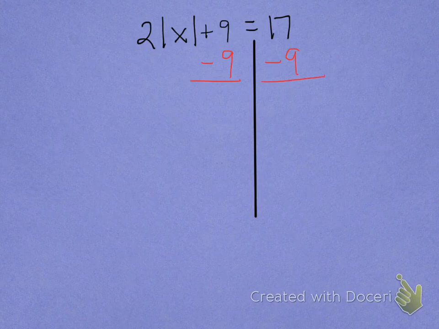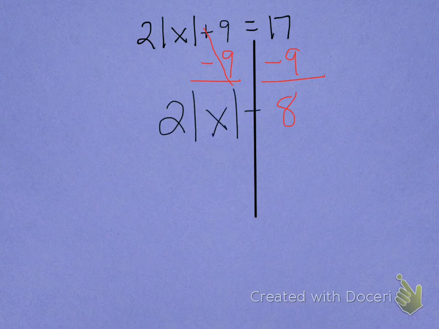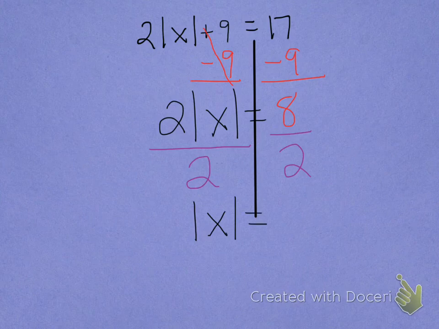If you remember your order of operations, when we're solving an equation, we work in the reverse order. So we're going to eliminate any adding or subtracting first before the multiplying and dividing. When we subtract 9, 17 minus 9 leaves me with 8. So now I have 2 times the absolute value of x is equal to a positive 8. Because we are multiplying by 2 in the equation, I'm going to divide both sides by 2, leaving me with the absolute value of x equal to a positive 4.